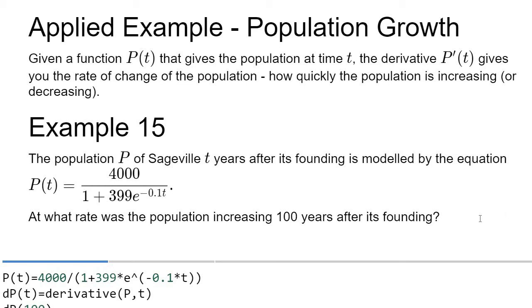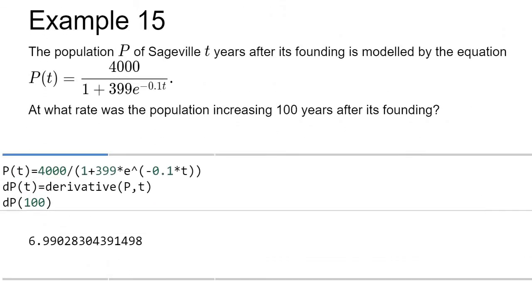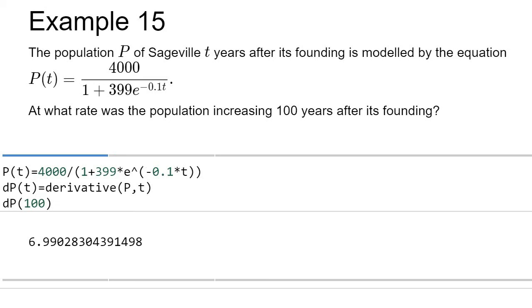So here's a specific example. Suppose you live in a city called Sageville. The population of Sageville, t years after it was founded, is given by this complicated equation. This is called a logistic model for population growth. You may or may not have covered that in pre-calculus. If you want to know at what rate the population is increasing 100 years after its founding, the rate of increase is the derivative. So this question is asking you to calculate P prime of 100.